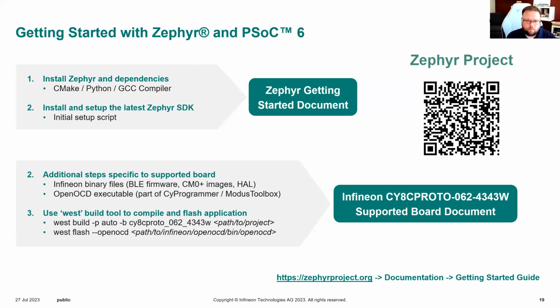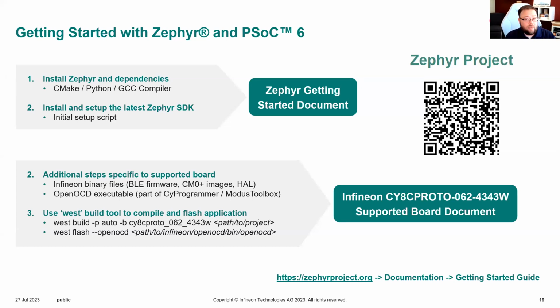And then we can go into some of the specifics around working with the board itself. So there's a specific CY8C proto kit supported boards document, and you'll follow that to complete the steps. There are some specific Infineon binary libraries, things related to the BLE firmware images that run on the Cortex-M0, the hardware abstraction layer, the HAL itself. You'll also need to download OpenOCD. This is what's going to allow the Zephyr build system to communicate with and flash the board.